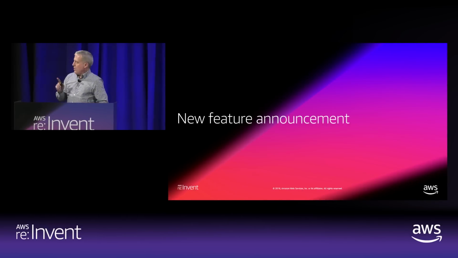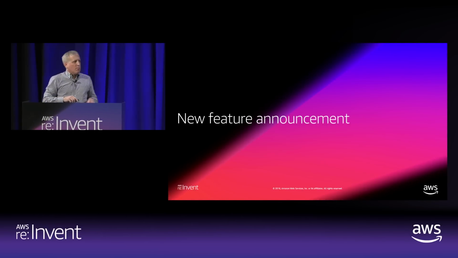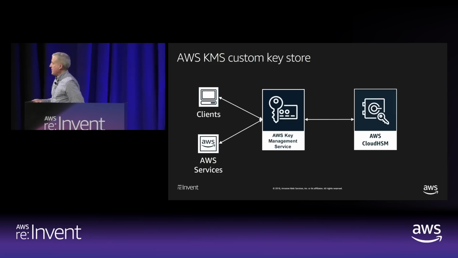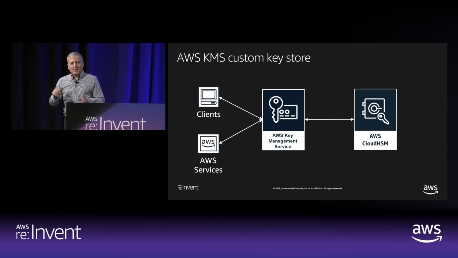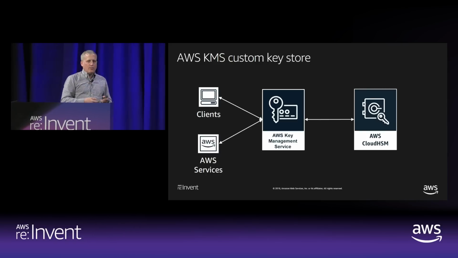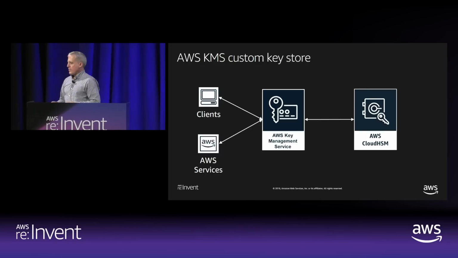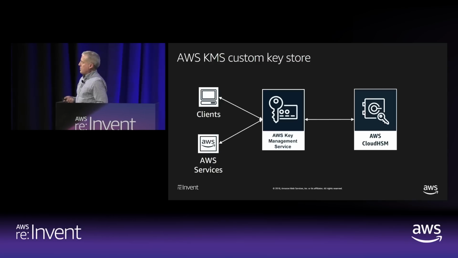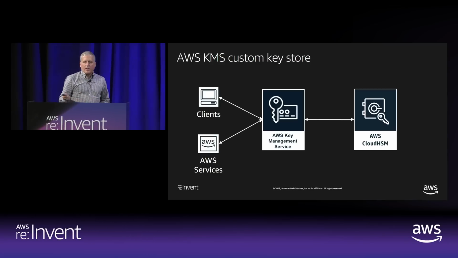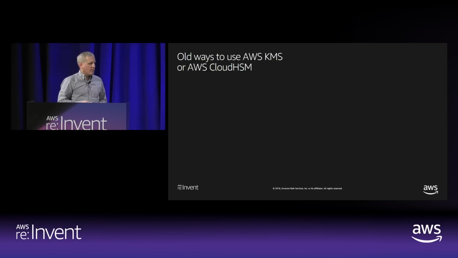Okay, so this is a repeat from Monday. This is an announcement that we made Monday night. But for those of you who didn't catch it, because as you know, we do announce a few things here at re:Invent every year, what we have done is provided another option for trying to find this balance between the storage of keys and the access policies for using keys. So we call this custom key store. And this is the simplest logical diagram. Let me go into a little bit more detail about how this works.